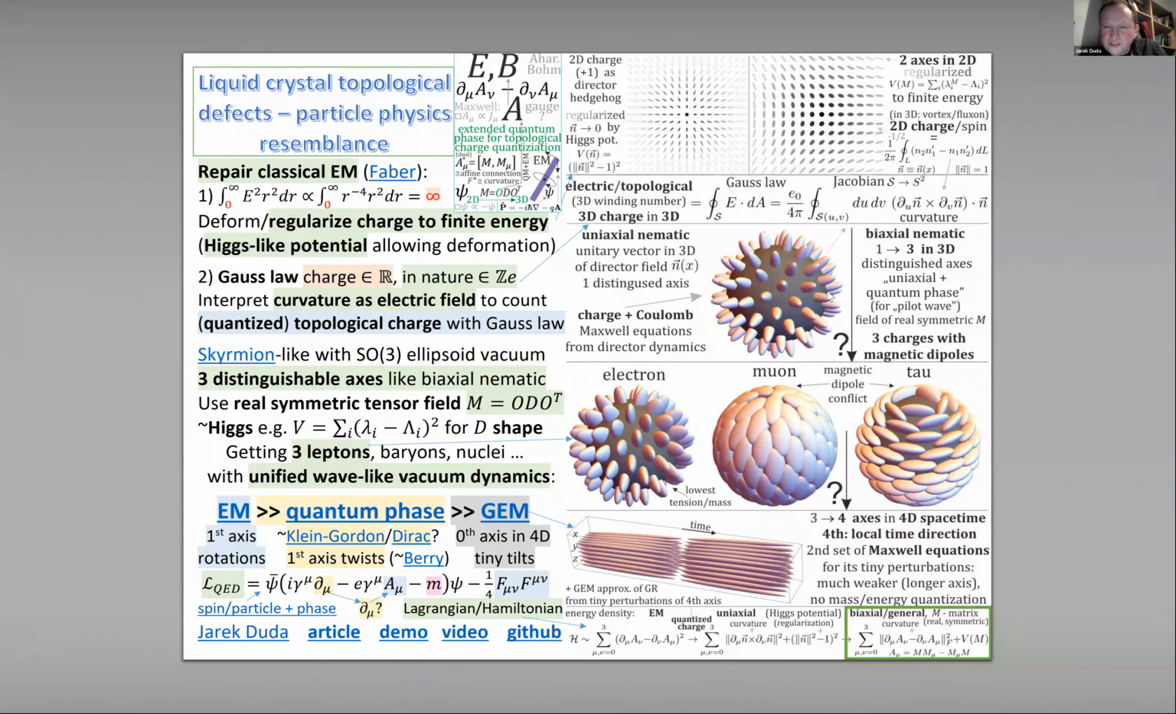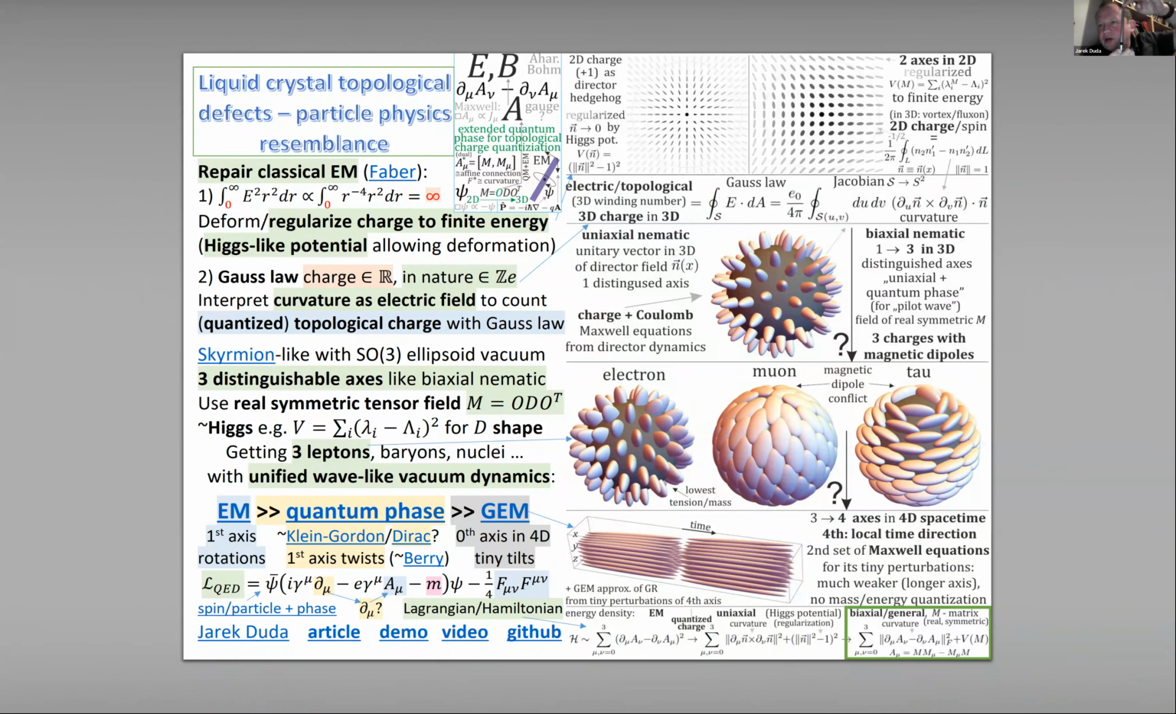So this is Manfred Faber's approach in this electron model. But it misses a few things, like the magnetic dipole moment of the electron and the 3 leptons. So my expansion is from uniaxial to biaxial nematic, in the language of liquid crystals.